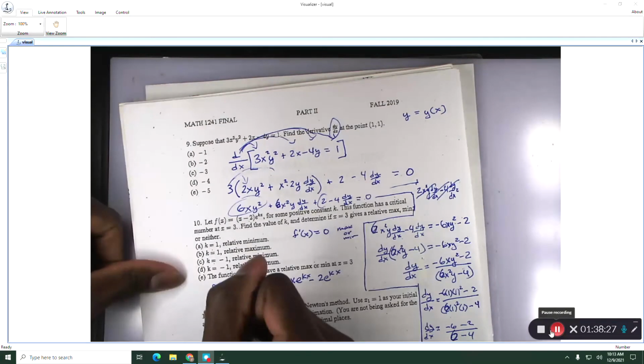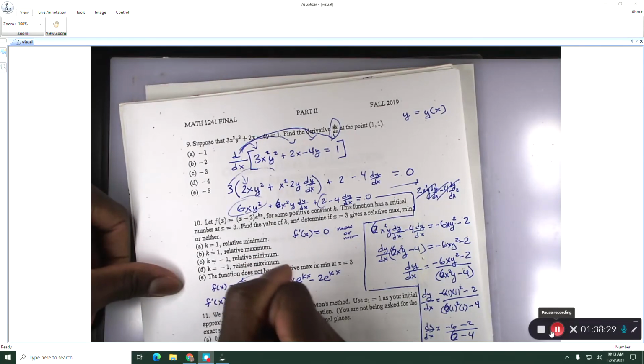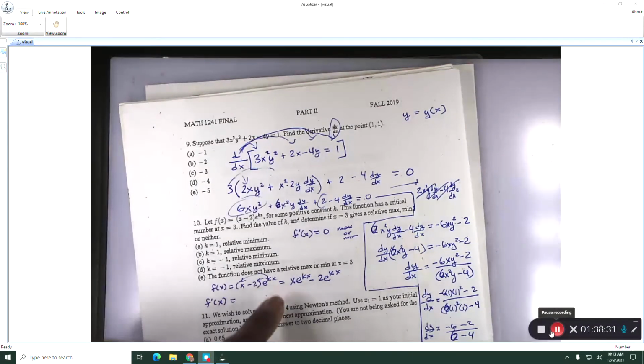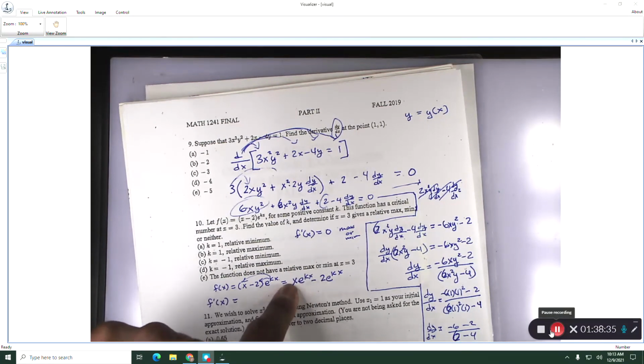Now I'm going to take the derivative of this. If I take the derivative of this first part, x is considered a function.